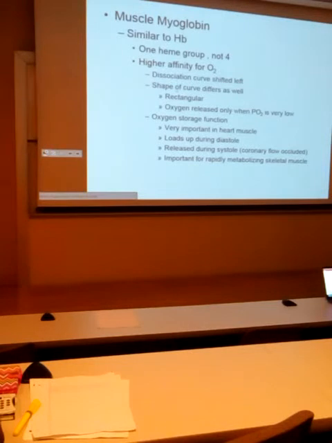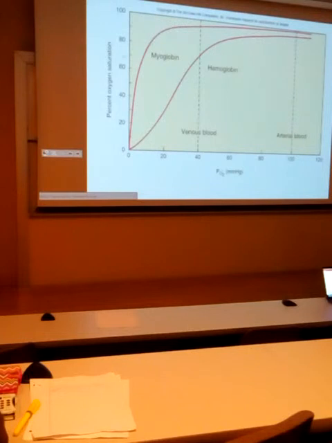The shape of the curve is a little different. I'll show it to you, and this is what I just explained. It's also important for rapidly metabolizing skeletal muscle, and that's there as well. This is showing you the myoglobin binding curve. So what we can see here is that at partial pressures below 20 millimeters of mercury, you can see that saturation falls off very quickly as the partial pressure declines. But at any partial pressure above, say, 30 millimeters of mercury, myoglobin remains almost fully saturated.